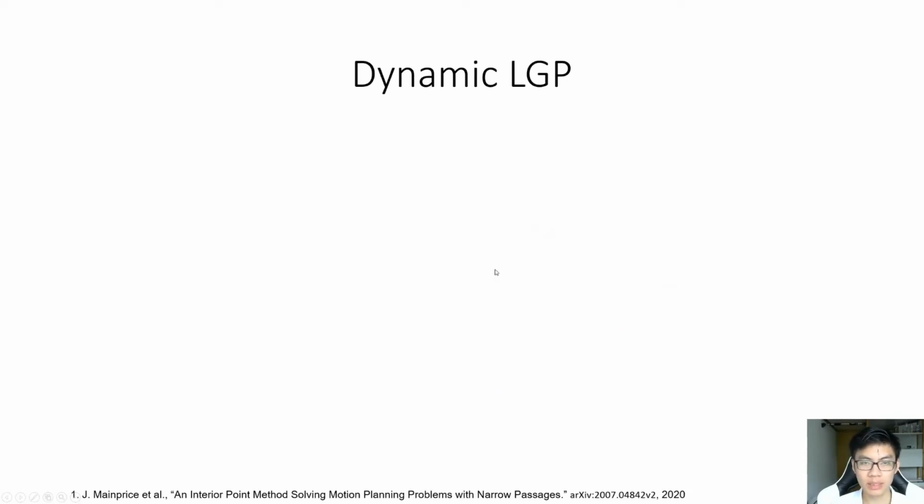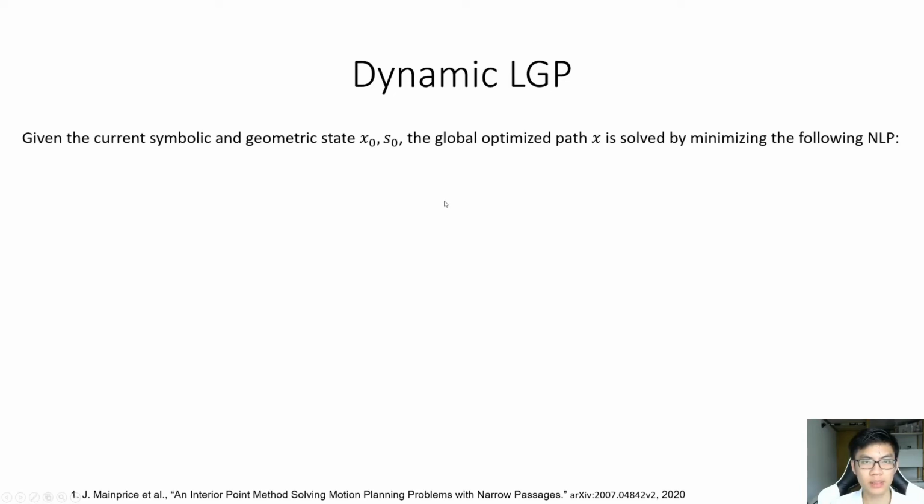Now we turn our attention to the logic geometric programming. Given the current symbolic and geometric state, the robot path will be optimized by minimizing the following cost function. This cost function penalizes the velocity and the acceleration of the robot, and is also conditioned on the sequence of symbolic states. This cost has some constraints.